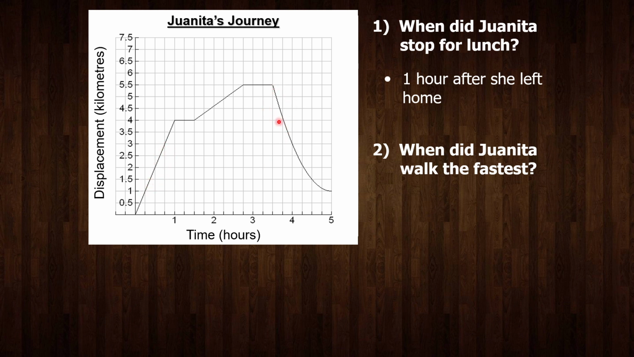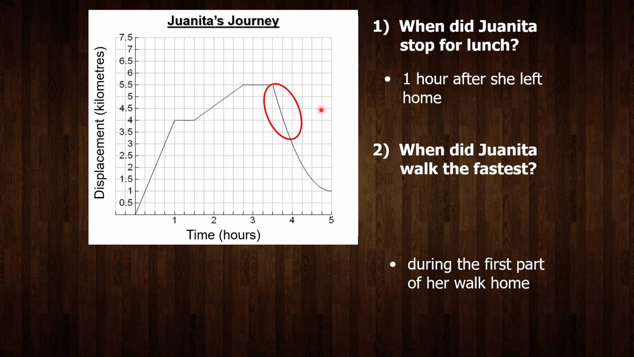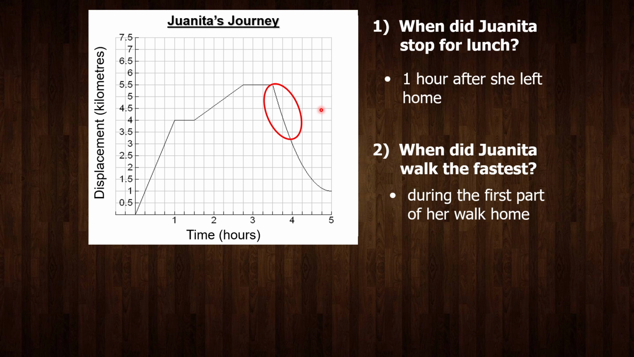We can see over here, now this would be when she's heading home because her displacement from home is now decreasing, which means she's getting closer to her home. But notice that in 15 minutes, she travels more than 1 kilometer. So right up there in that area there would be the fastest part of her journey. And that's when she's on her way home. Okay? Just at the beginning though, because that doesn't stay the same.